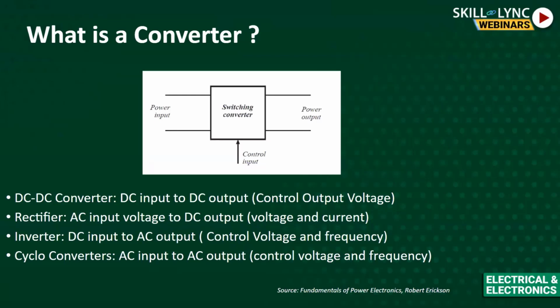And the inverter, which we will see in powertrains, basically the electric vehicle, or drives, or wherever. So the output AC voltage and the frequency can be controlled in the inverter. The cycloconverters need AC input and AC output, and of course, both voltage and frequency can be controlled. So these are the four basic types of switching converter.